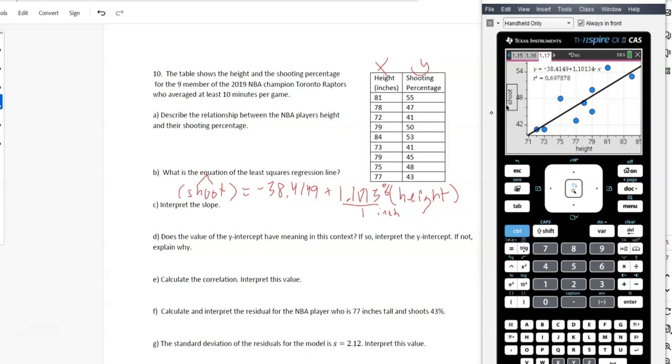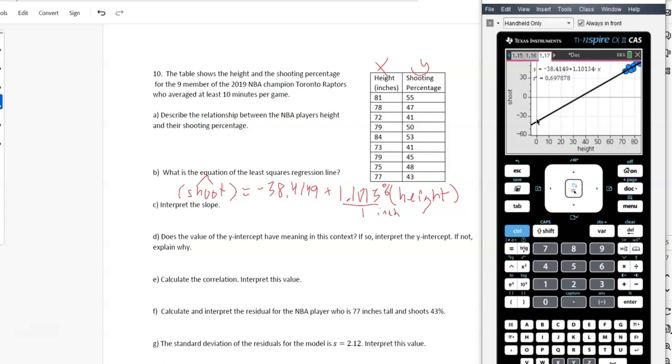Does the value of the y-intercept have meaning in this context? So you can't see it really in our graph because we don't see the y-intercept right there. I guess if I grab this, I might be able to change it so we could see it. Look at that. Okay, I see it now. Do you see it? It crosses right there at negative 38. Wow, this is a really bad view of the other part of the graph, but I can at least see the y-intercept. So that means when the height is 0, their shooting percentage is negative 38%.